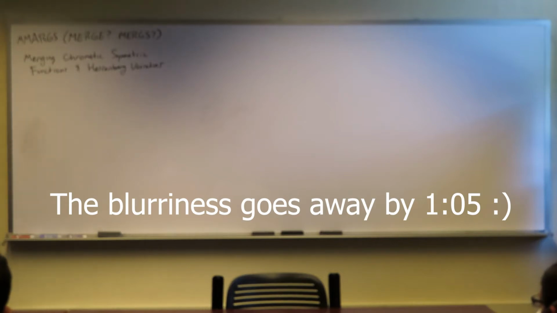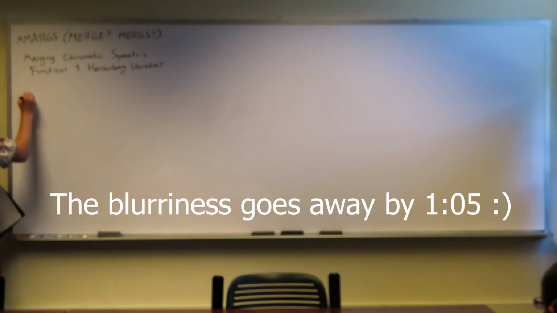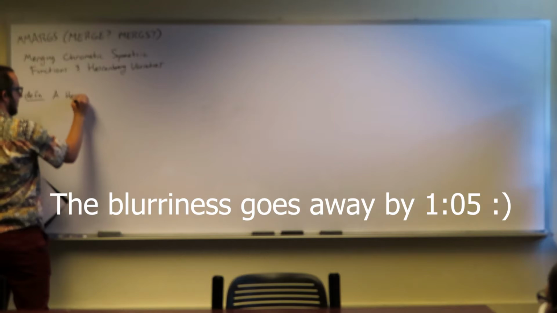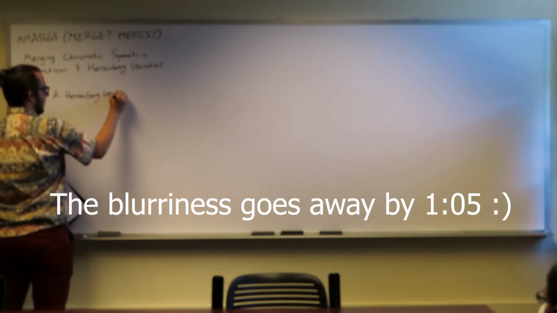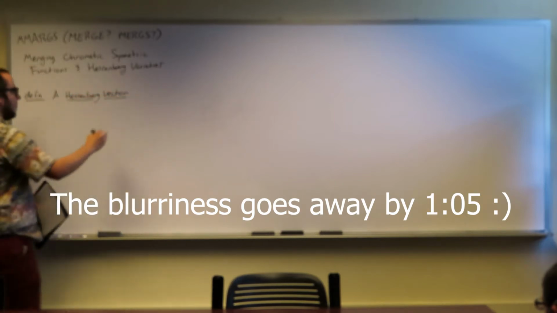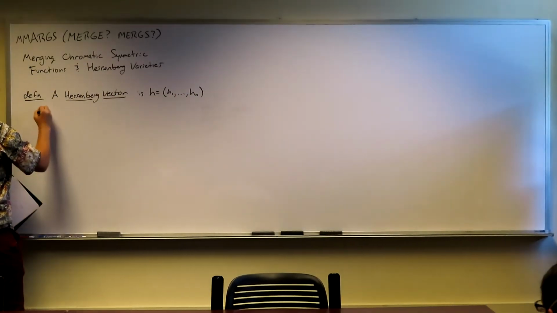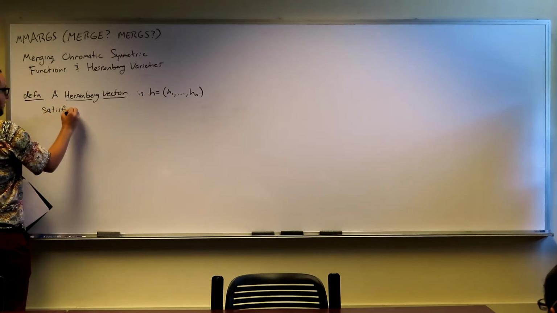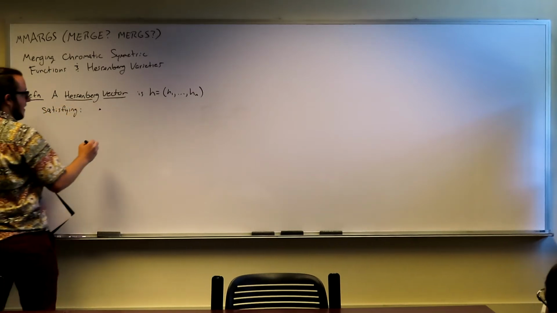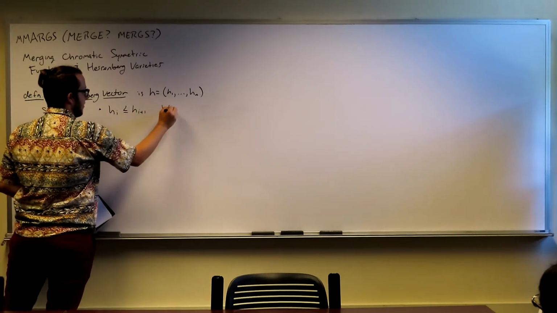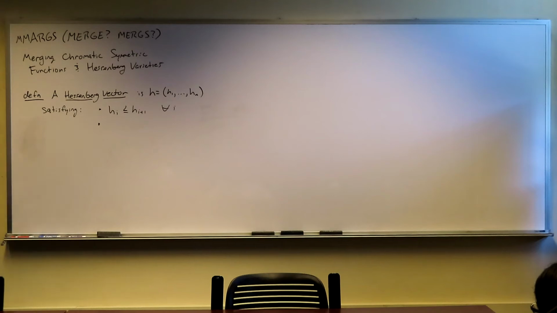Okay, so the objects of interest today are going to be Hessenberg varieties and the chromatic symmetric functions that are associated with them. In order to talk about those, we have to start with something called a Hessenberg vector, sometimes called a Hessenberg function. Today we'll call it a vector, h, which is h of 1 through h of n, satisfying two properties. First, the sequence is weakly increasing, so h of i is less than or equal to h of i plus 1. And h of i has to be at least i.